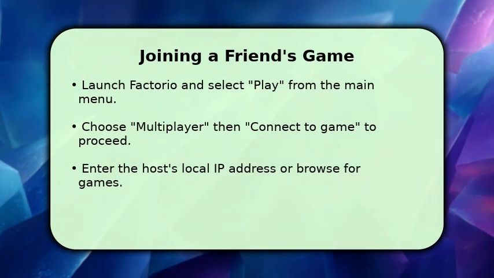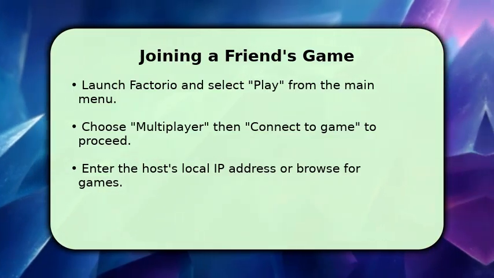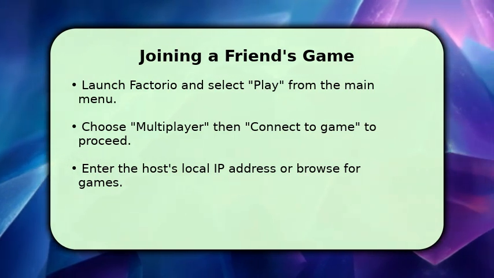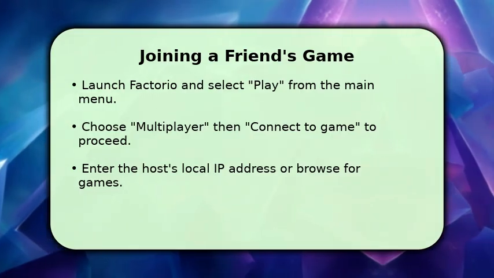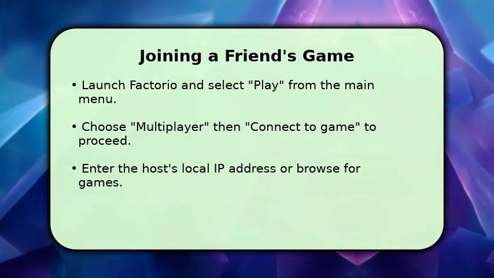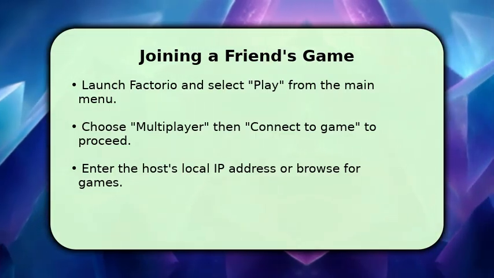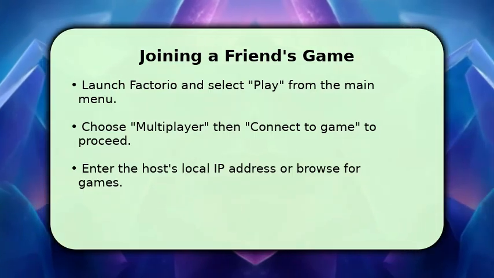Joining a friend's Factorio LAN game is just as straightforward. Start Factorio, go to Play, and then select Multiplayer. This time, choose Connect to Game. You'll need to enter the host's local IP address, which they can find easily. Alternatively, the game might automatically list available LAN sessions for you to browse. Just ensure you are both connected to the same local network.